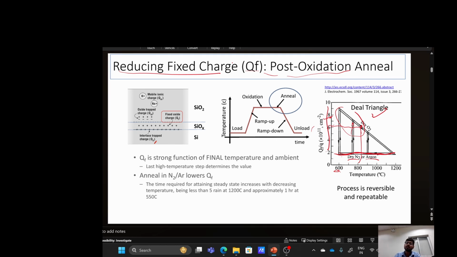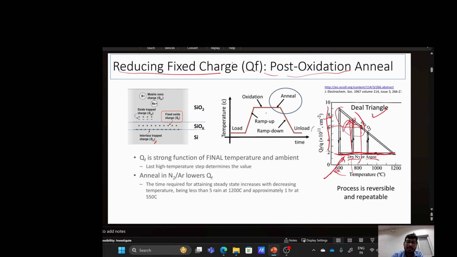So we can remove that by annealing the substrate in any inert atmosphere. Okay, and this is reversible as well. Reversible in the sense that if we again anneal the substrate in the outer environment or the oxygen environment, then whatever temperature we are keeping, accordingly it will generate the fixed oxide charges, the fixed oxide defects.